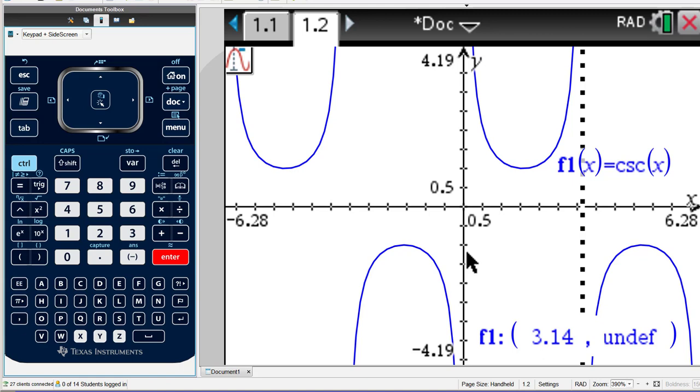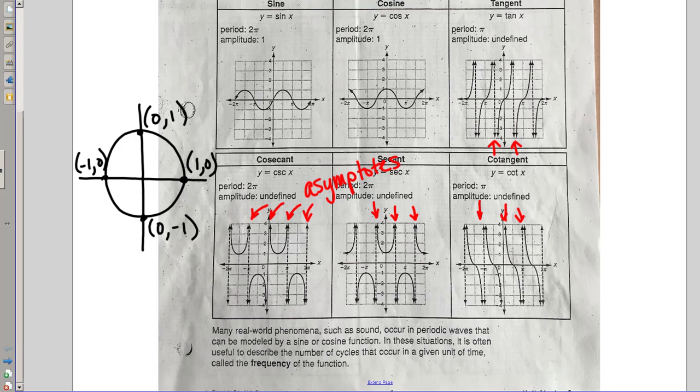For those of you that are checking or trying this at home and you have an 84, you have to remember the rules for the reciprocals. So you will have to type in 1 divided by sine x in order for it to graph cosecant, and 1 divided by cosine x in order for it to graph secant, 1 divided by tangent x in order for it to graph cotangent. Okay, so that's pretty much all I wanted to mention related to cosecant, secant, and cotangent.